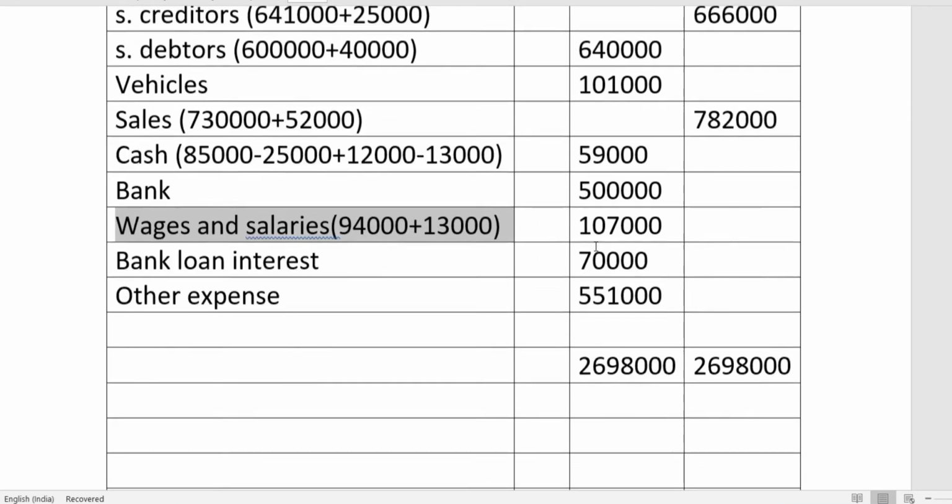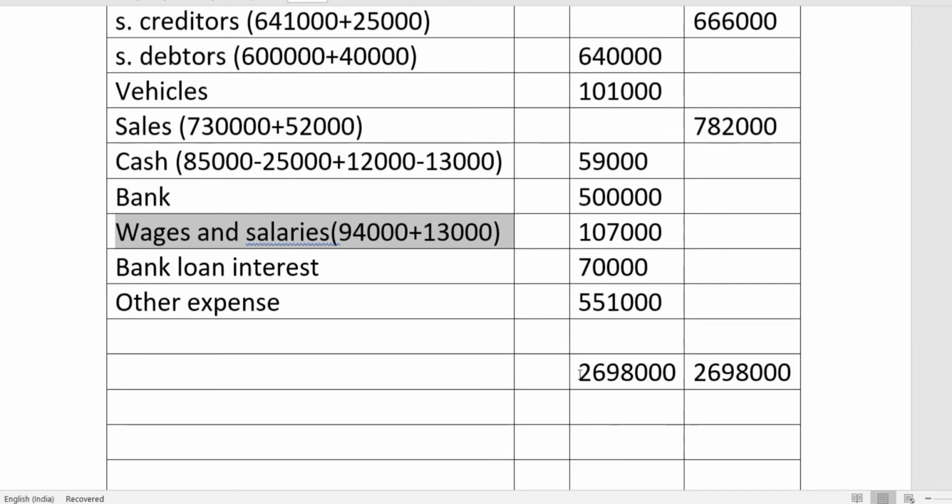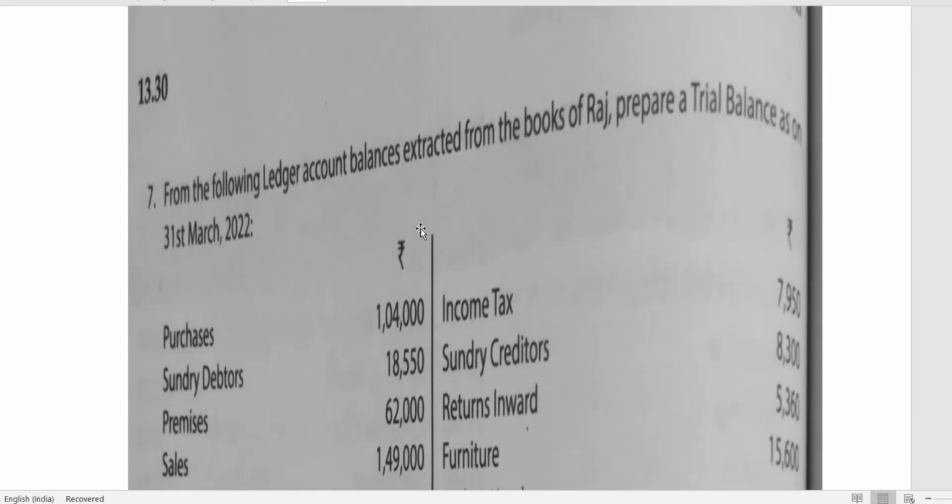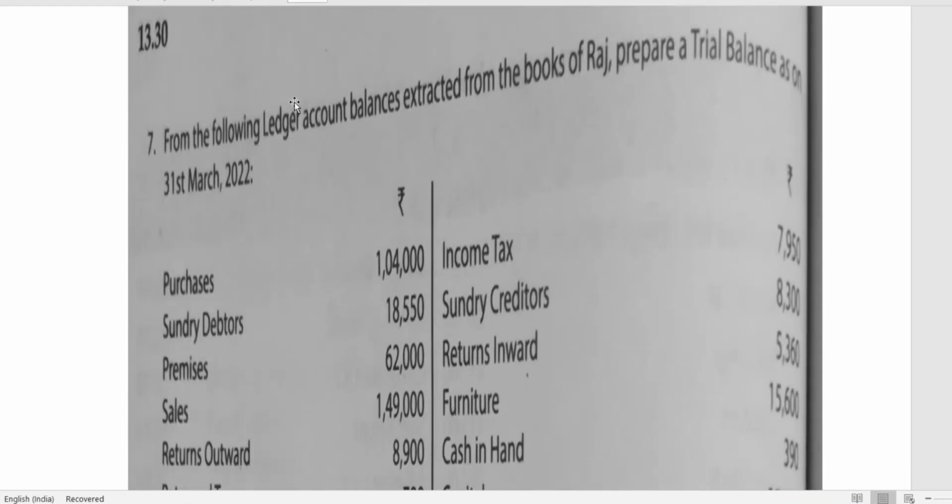After that I've added both the columns. I got the total 2698,000. Okay, next we are moving to the next sum. Here see, from the following ledger balances extracted from the books of Raj, prepare a trial balance.